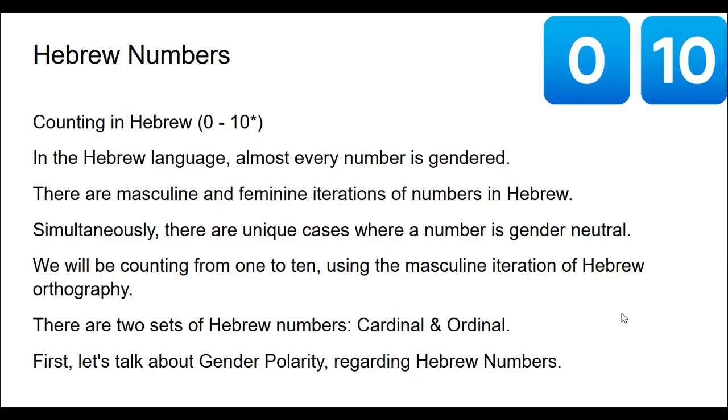There are two sets of Hebrew numbers. You have the cardinal set of Hebrew numbers, which means counting. So 0, 1, 2, 3, 4, 5, 6, 7, 8, 9, 10. But then you have the ordinal set of Hebrew numbers. First, second, third, fourth, fifth, etc. So first, let's talk about this very important phenomenon that happens in the Hebrew language as it pertains to numbers. That's called gender polarity.